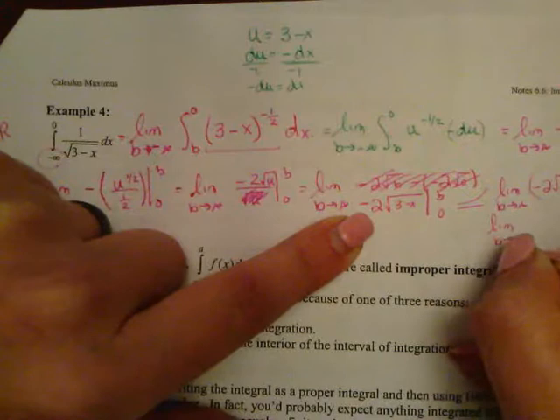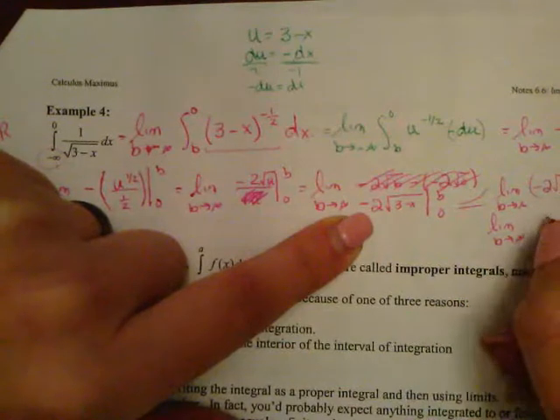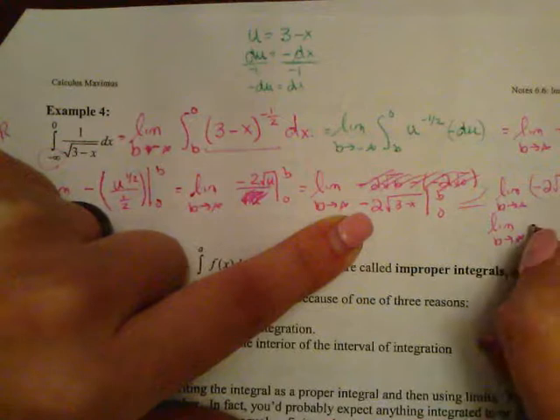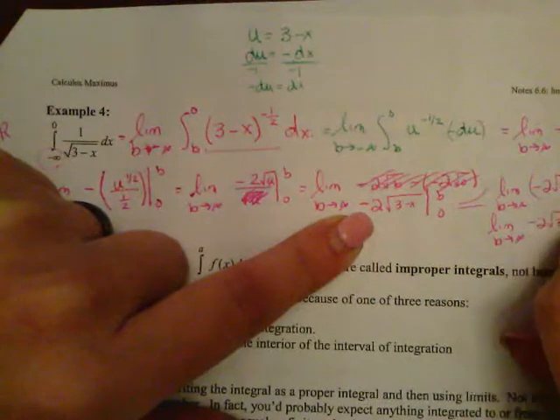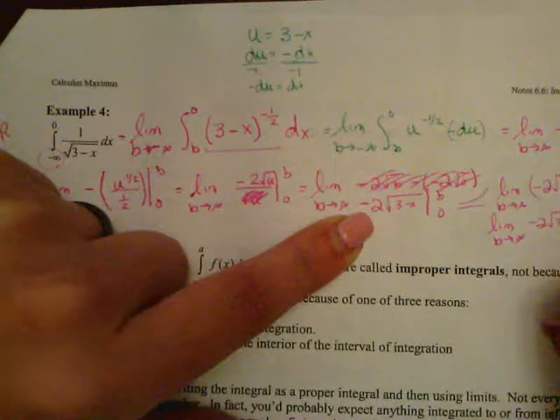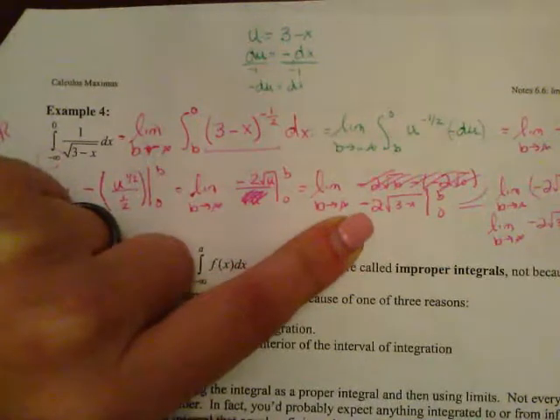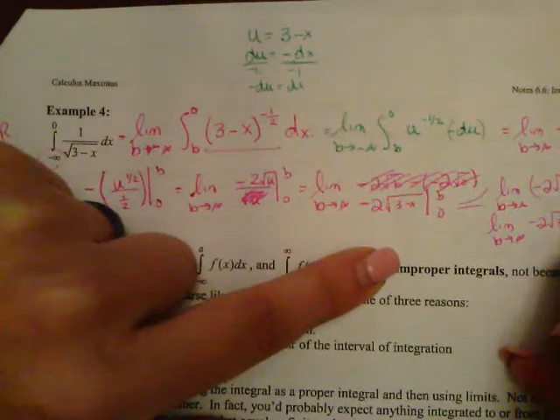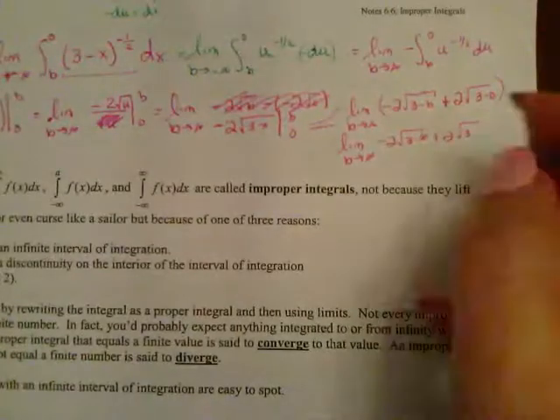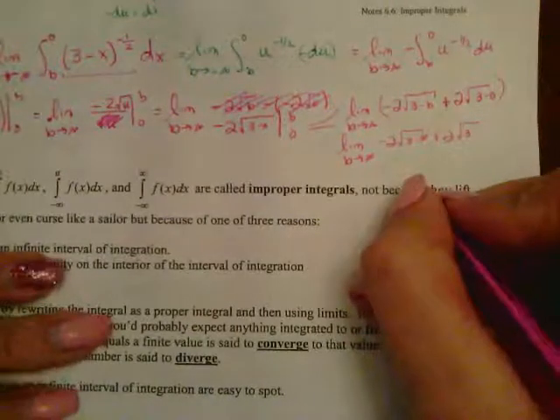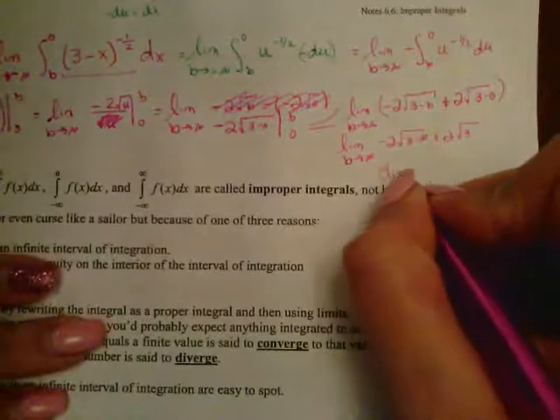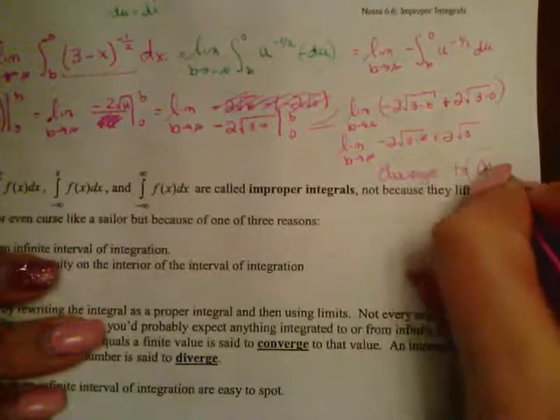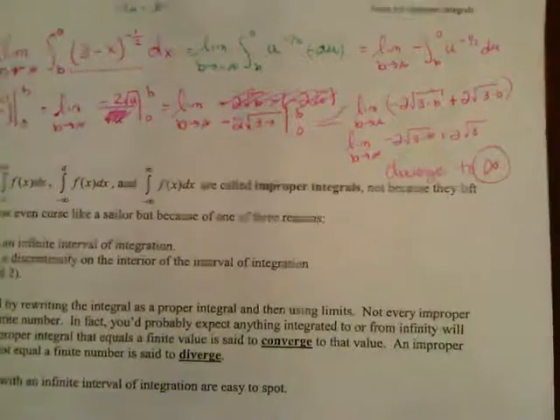So here our limit as b approaches infinity. Now I can plug in my infinity. So it's negative 2, 3 minus infinity, plus 2 of 3 minus 0, which is 3. So here, 3 minus infinity ends up giving us infinity. And I'm just going to let you know right now it diverges to infinity, and we'll talk about this in class. I need to stop this video right now.